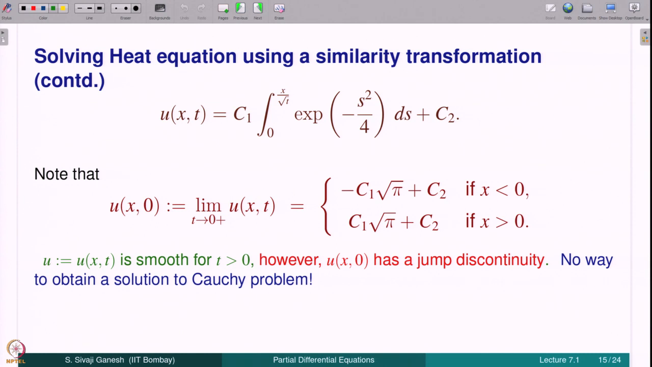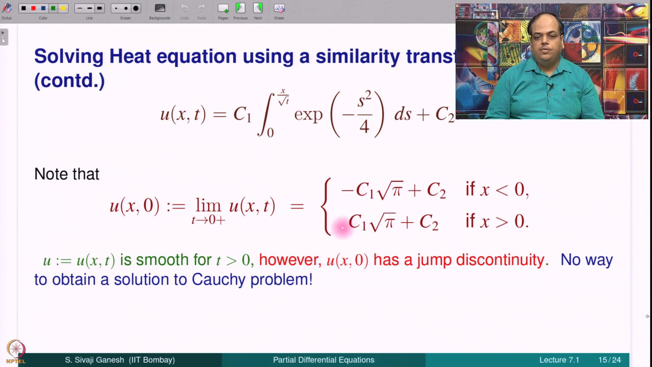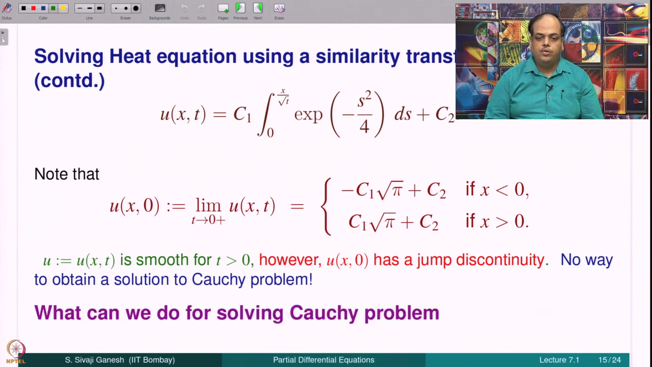We want u of x, 0 equal to phi of x. How will I get phi of x from this? This is just a piecewise constant function with a jump discontinuity if C1 is non-zero. If C1 is 0, of course, it is just a constant function. So, we need to exploit varying C1s if possible and try to get a solution, but there is no way; u of x, 0 is not going to be phi of x. So, what can we do for solving the Cauchy problem now?